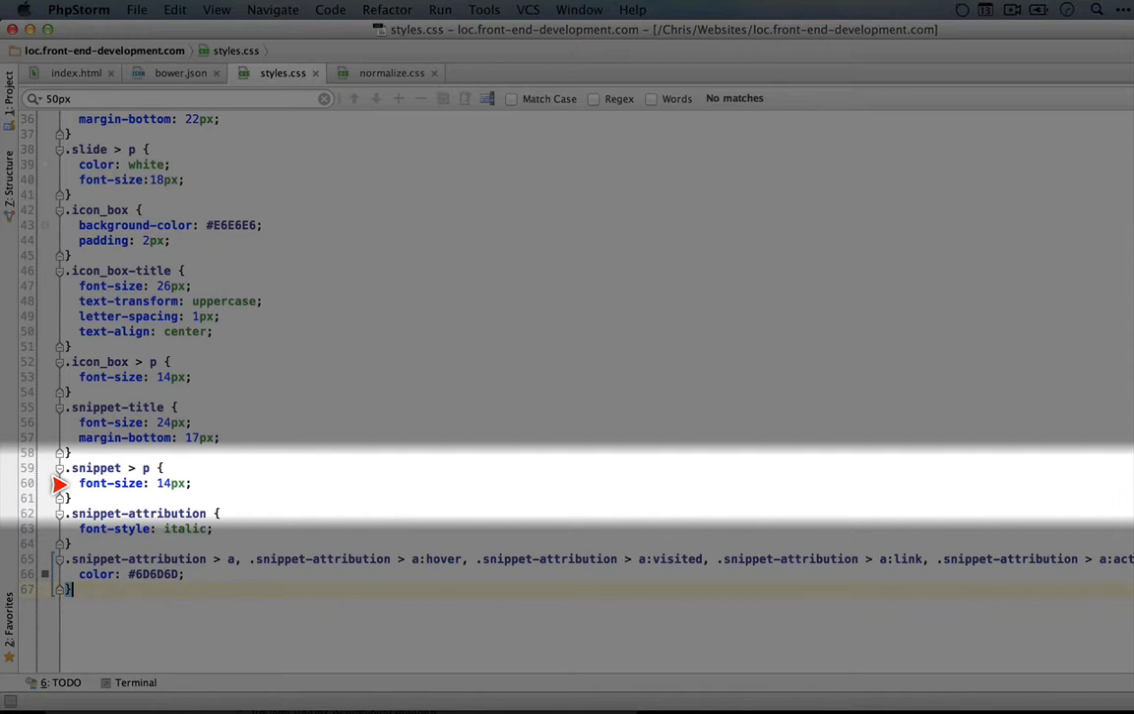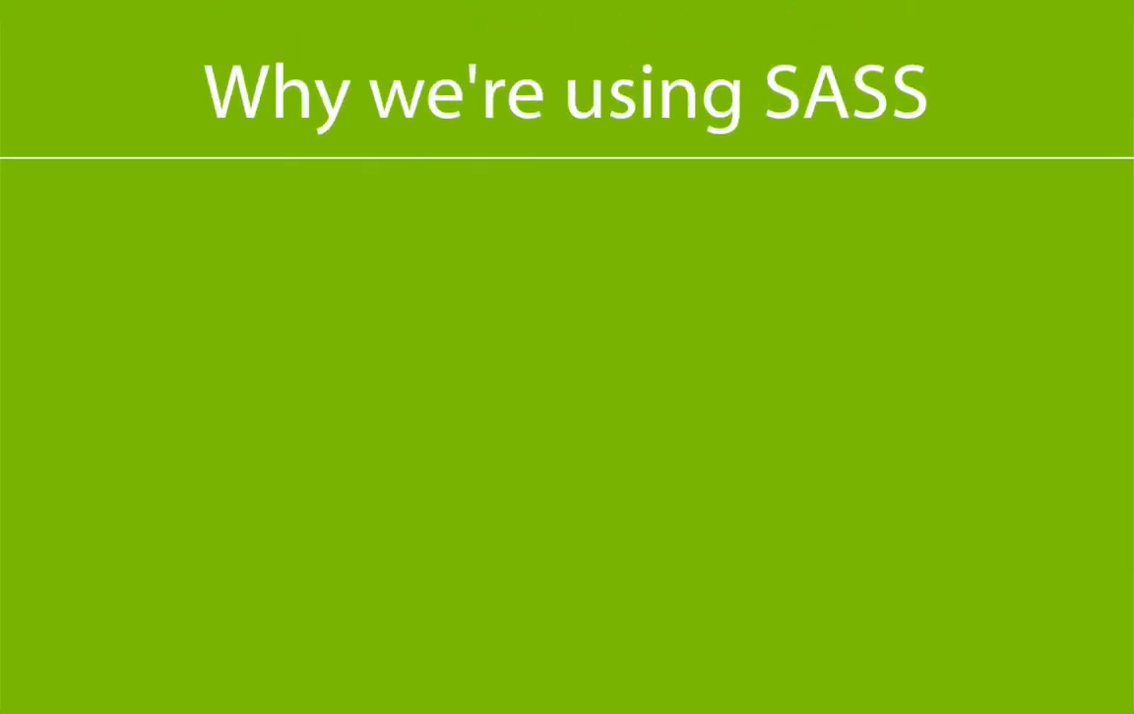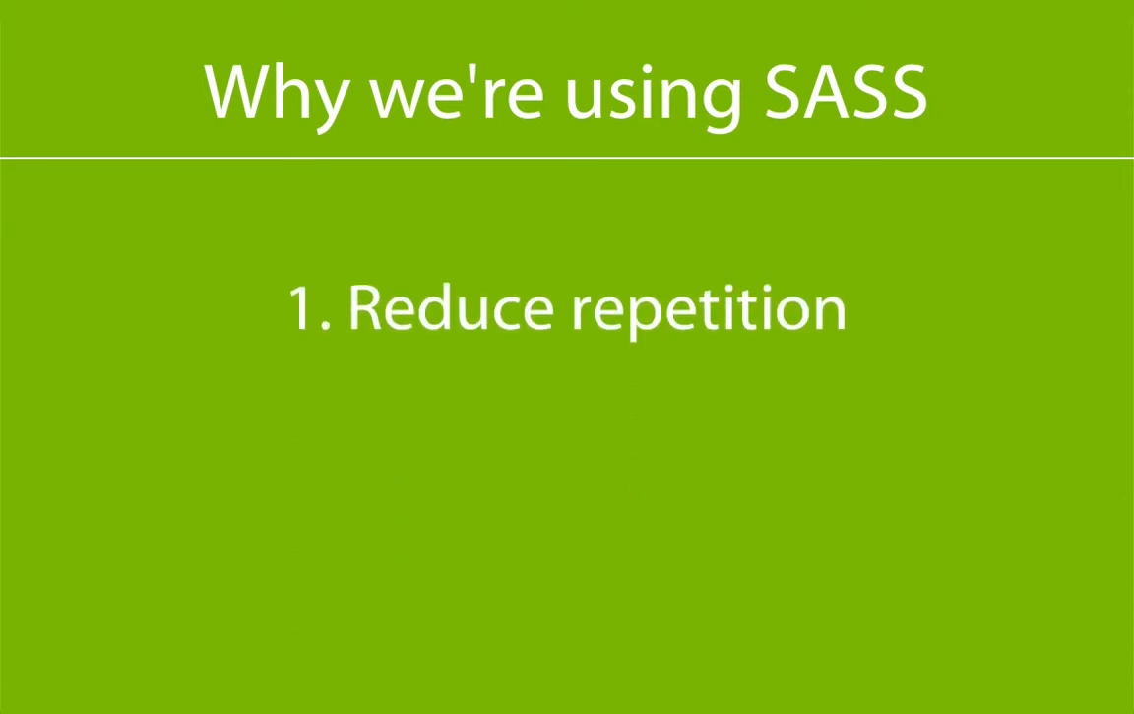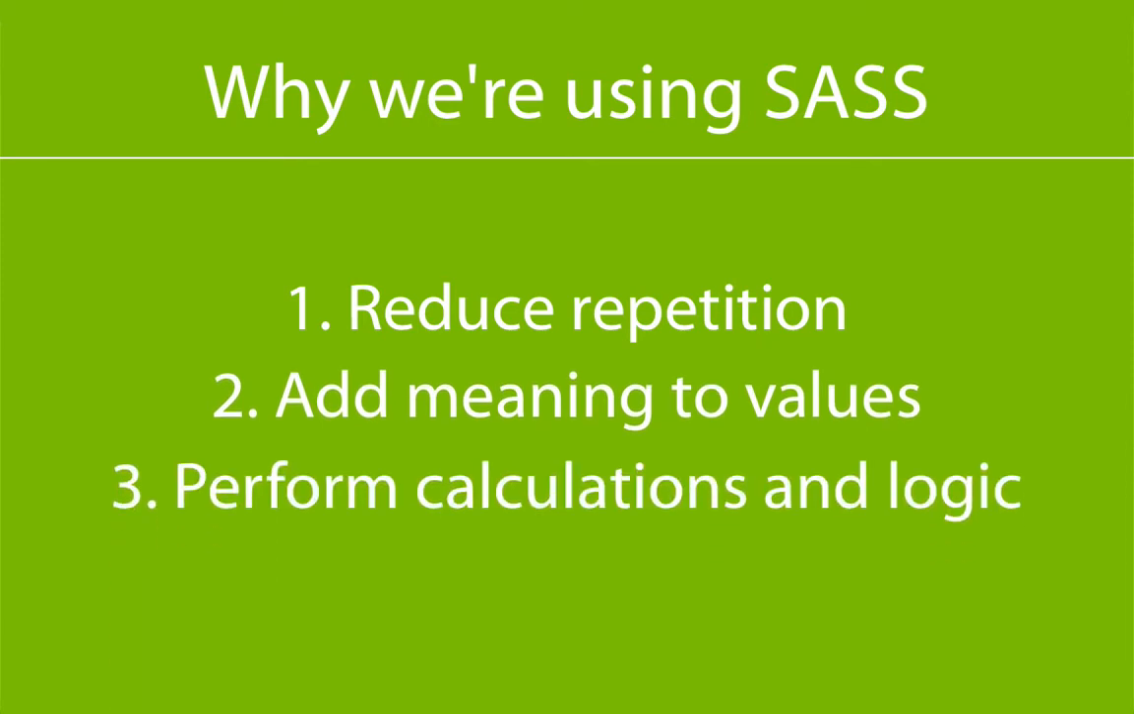But if we use a CSS preprocessor, we can calculate that. So we can still use the number 14, but have it translate into REMs before it hits the browser. So even though there are a lot more reasons to use a CSS preprocessor, these are the few that we want to address now by shifting over to using one. 1, we want to reduce repetition. 2, we want to add meaning to some of our values. And 3, we want to be able to do calculations right in our CSS.